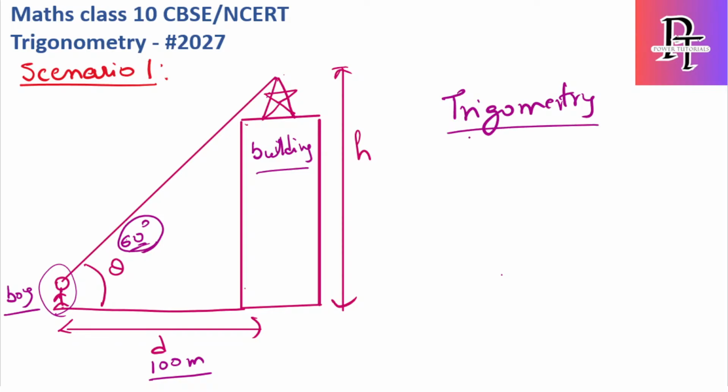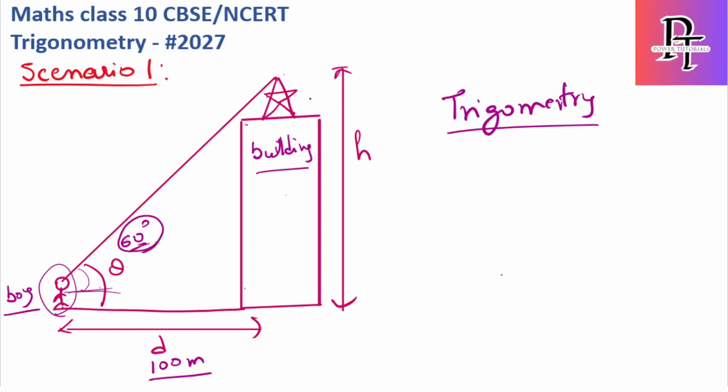Because what trigonometry states is, wherever you see real life applications like this, like we have a boy and a building, and he is saying that I am at a distance of 100 meters from this building, and I am able to see the top of the building by raising my head from the horizontal by 60 degrees. He is asking, can I find the height of this building?